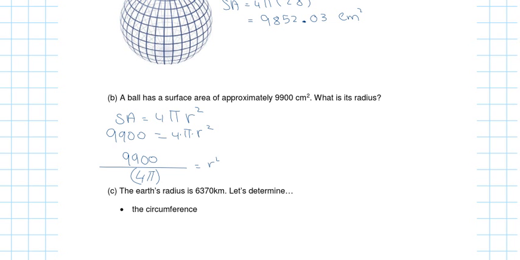If you have the fraction button, you don't need it. My calculator's together. Okay, so what do I get when I do the 9,900 divided by 4 pi? 757.1. Is that right? Okay, now, because this is r squared, to find r, I need to square root.